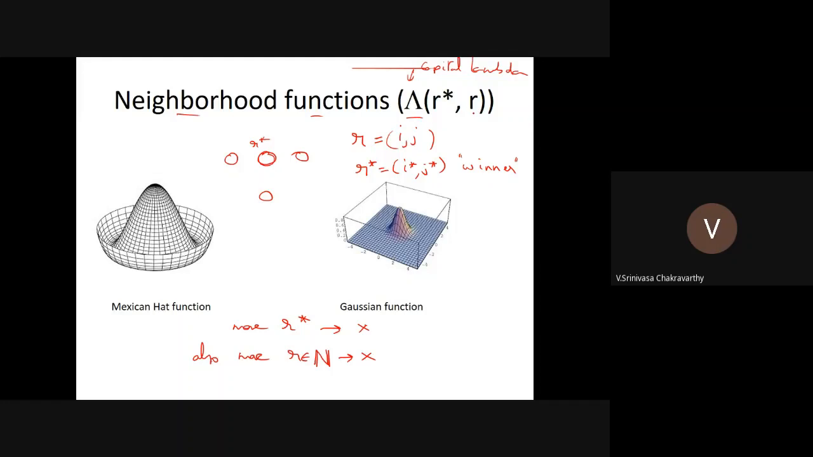So r star is a vector, like i star, j star. r is also an index vector, i and j. If r is close to i star, j star, or r star, then this function will be big, otherwise it is small. So it should be decreasing with increasing distance between r and r star. So Gaussian is a good choice. Only thing is here, this Gaussian is computed not on the input space, it is computed on the index space, the space of indices, this i and j.